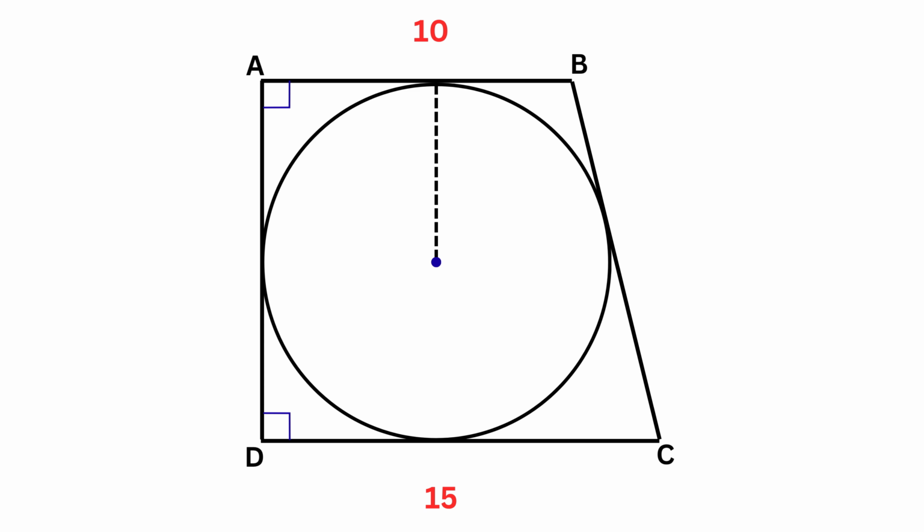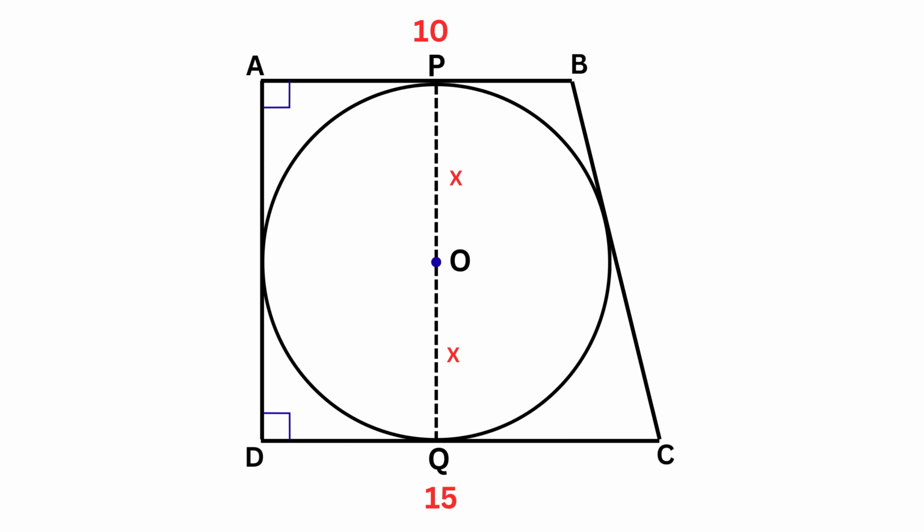Let the center of the circle be point O, and let the radius of the circle be x. Suppose the circle touches the top side, AB, at point P, and touches the bottom side, CD, at point Q. Since OP and OQ are both radii of the same circle, their lengths are both equal to x.